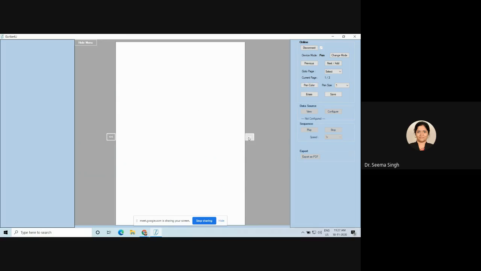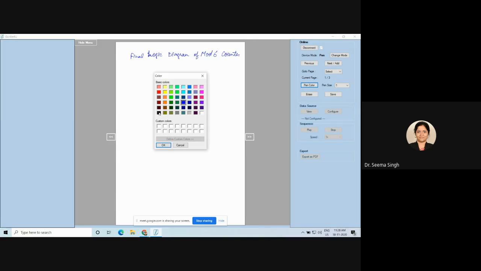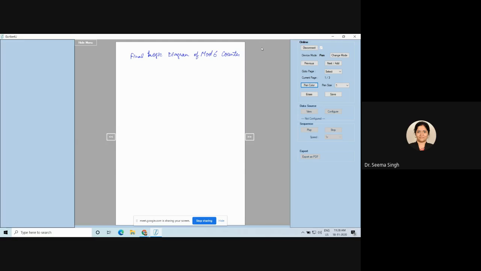Now let us go to the next page, that is the final logic diagram of the mod 6 counter. You should make it very neat and clean, and an examiner generally will see your final circuit and your equations. Because it is 3 flip-flops, you will have to make 3 boxes like this. These boxes are nothing but your JK flip-flops.